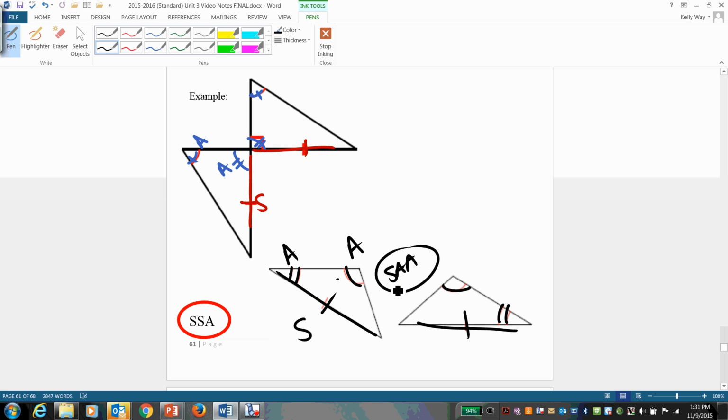Now, what does not work as a shortcut is two sides, then an angle. Side, side, angle. That's called the ambiguous case. I'm going to show you a quick video of what that looks like in a moment. The way you remember that side, side, angle doesn't work is that it spells no bad words either way. No bad words spelled either way.